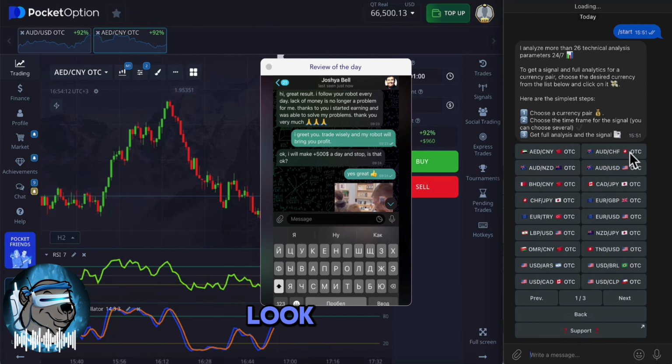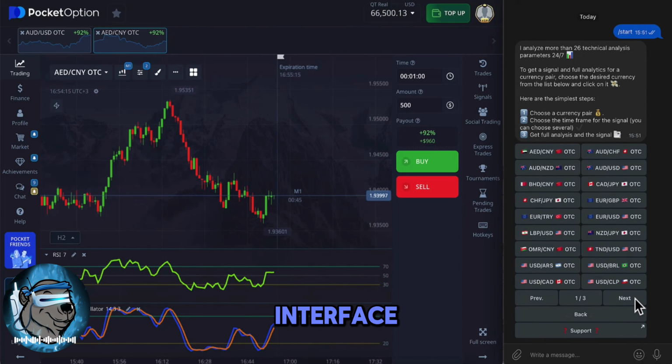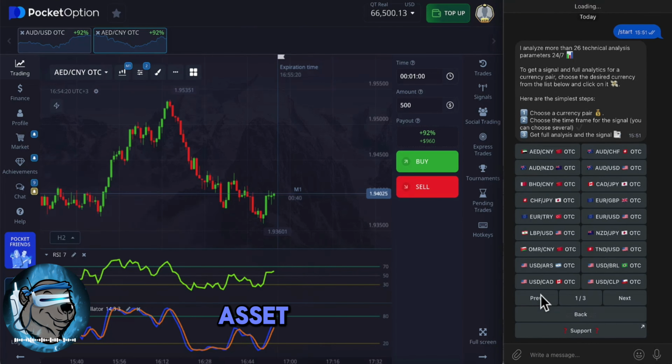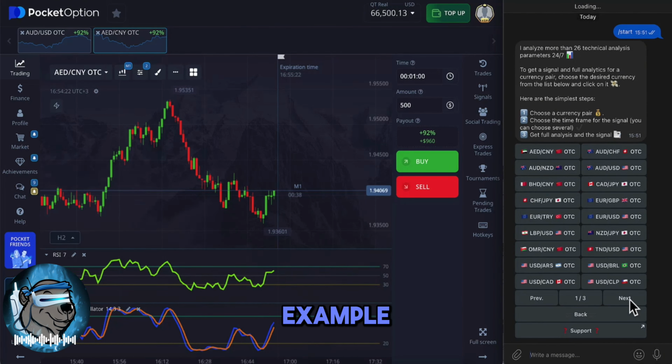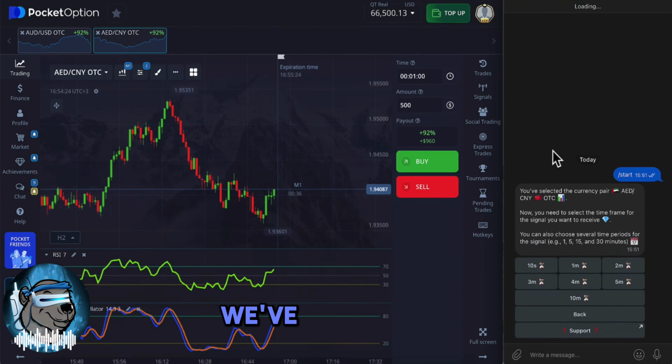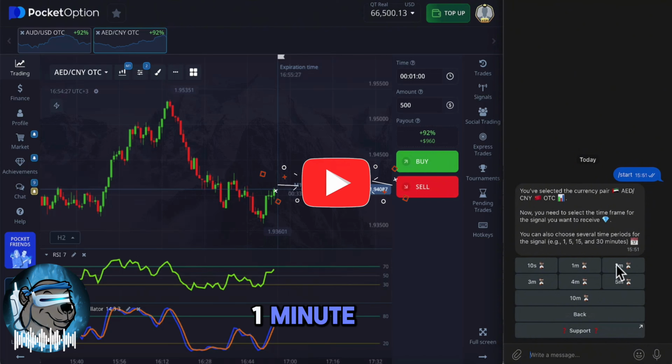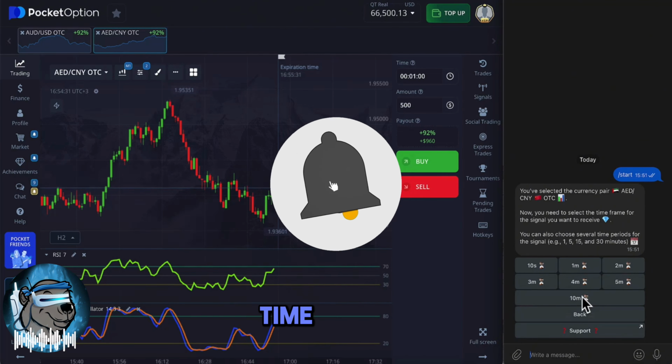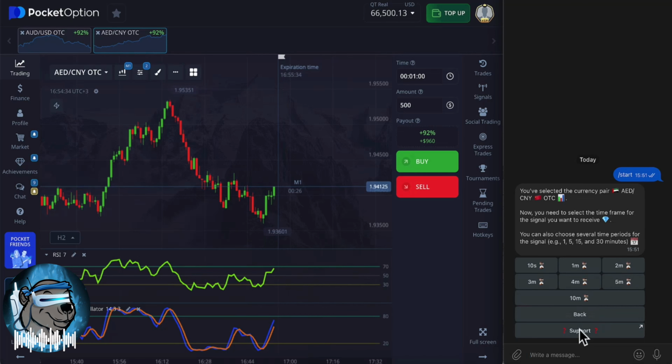Let's take a look. First of all, we've improved the interface, and now each currency pair is organized in a structured way, which will help you choose an asset more easily. For me, for example, it's become much more convenient this way. We've also added a time selection feature, so you can trade in 10 seconds, 1 minute, 2, 3, 4, 5 or even 10 minutes. We removed the other time frames because they're no longer relevant.